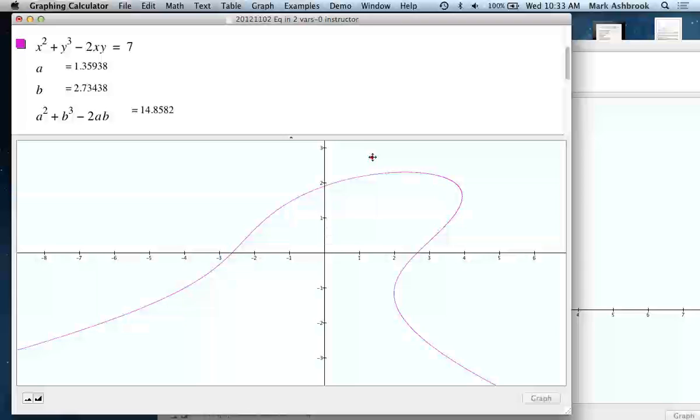And what about this? So now what about here? 1.35 and 2.7. What does not equal 7? The equation with x squared plus y equals 2x. Right. If you took the coordinates of that point and put them into that expression, what will happen? You won't get 7. What will you get? 14.8582, which does not equal 7. Therefore, it's not one of the points.